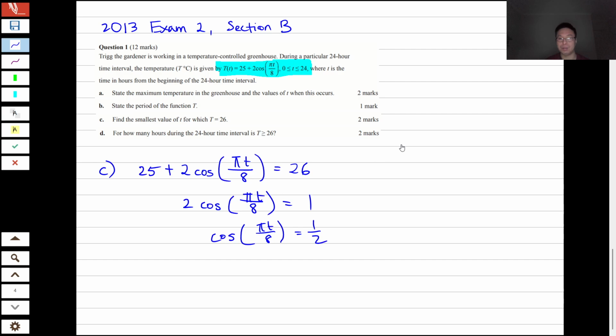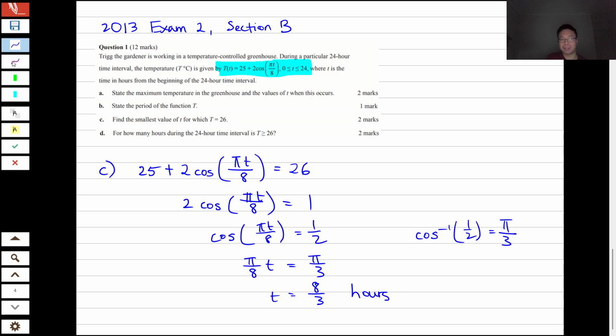And since we know that the inverse cosine of a half is pi on 3, that tells us that pi on 8 times t equals pi on 3. And so t equals 8 on 3 hours.